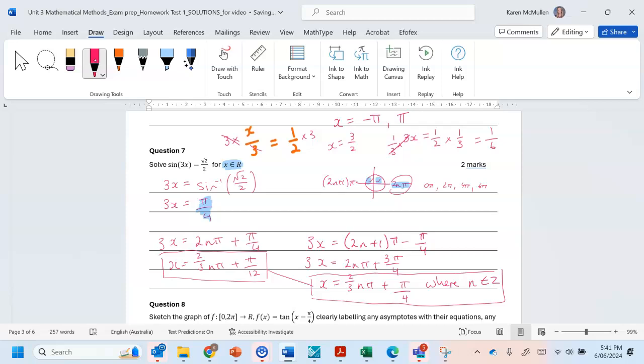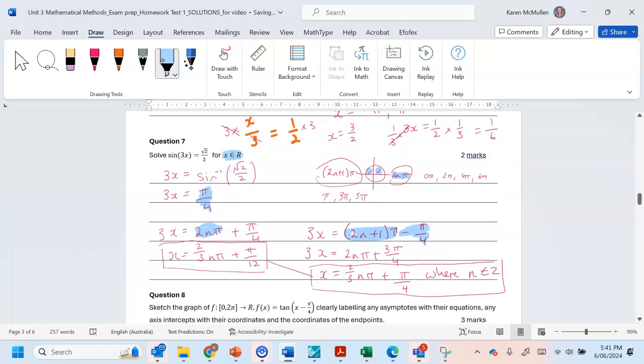Then from the other side, we're on our even pi's, so to make them odd pi's, we just add 1. Whatever I substitute in for n, I'm going to get odd pi's. So I get 1 pi, 3 pi, 5 pi, etc. So this is our even side over here, and this is our odd side over here. Because my solution is in the second quadrant, I'm subtracting pi on 4.